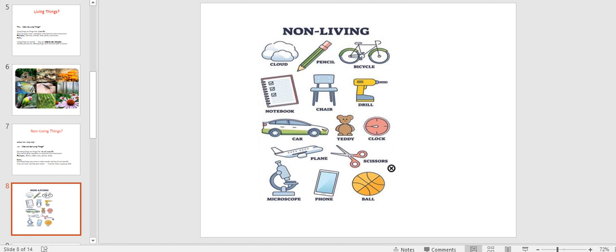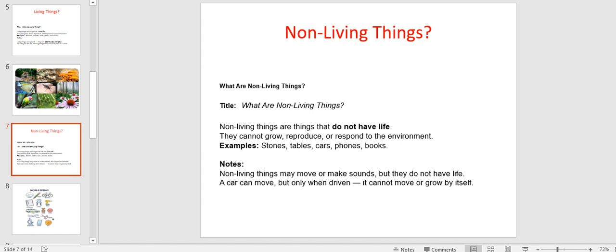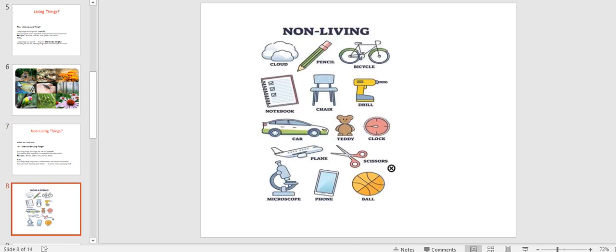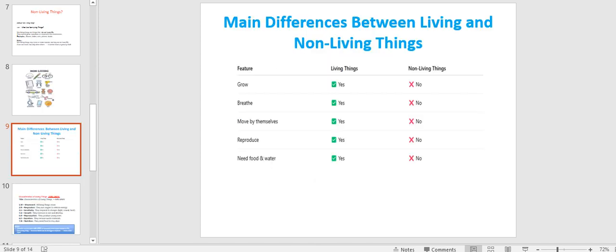Let's go back to the characteristics and see whether all these things have the similar characteristics of non-living things. They cannot move. They cannot grow. They cannot reproduce. They cannot respond to the environment. A pencil cannot respond to the environment. A pencil cannot reproduce. So all these are non-living things.